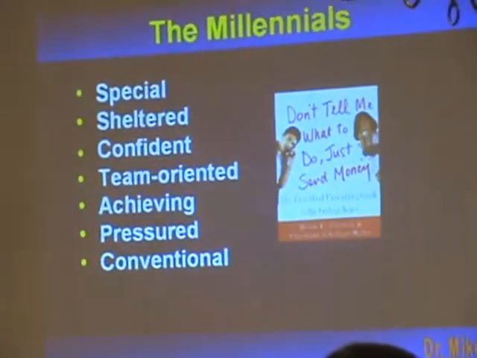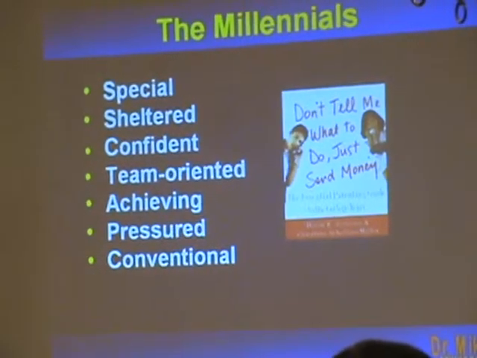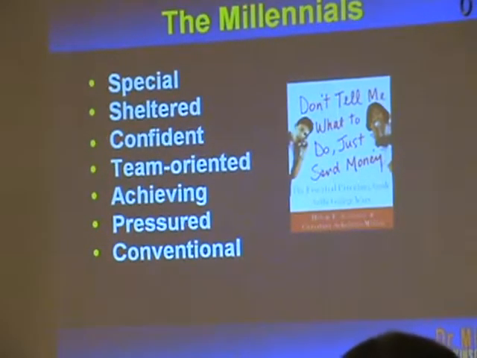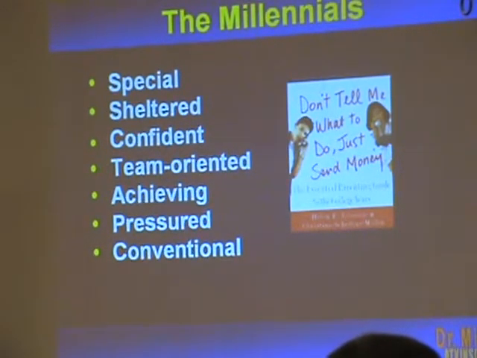The Essential Parenting Guide to college years. This will get you through in terms of what you need to know about what's going on in school. They are very confident. They're team-oriented, high-achieving. They're incredibly high-achieving. You ask a first-year student what they expect to get in my course when they come in. The answer is 90. It's amazing. They expect to breeze through everything and do incredibly well. They're very pressured and they're very conventional.